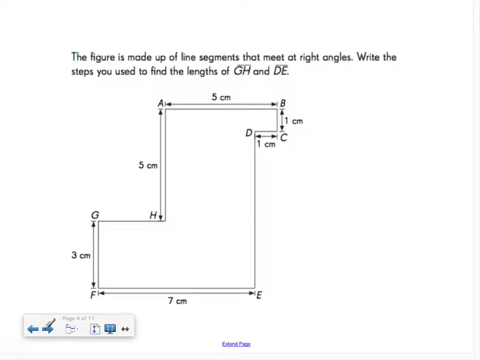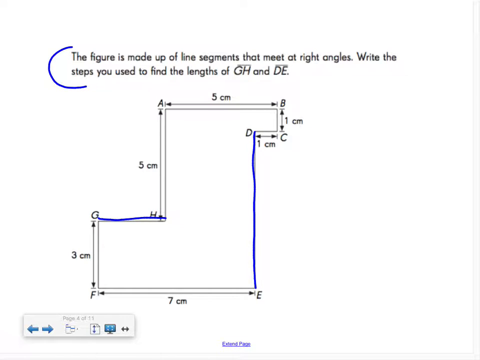This one is a composite figure. Whenever I look at these, first of all, I would read the little thing up here. The figure is made up of line segments that meet at right angles. Write the steps you would use to find the lengths of GH. So first I highlight GH and DE. I'm going to highlight them just so they stand out for me.